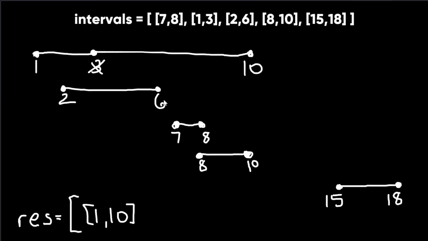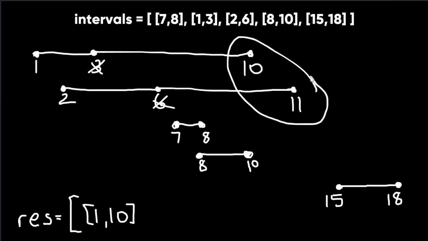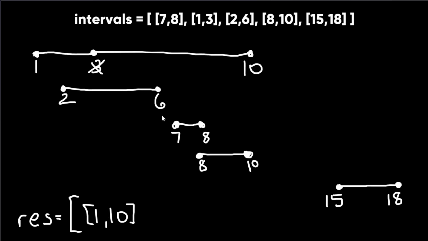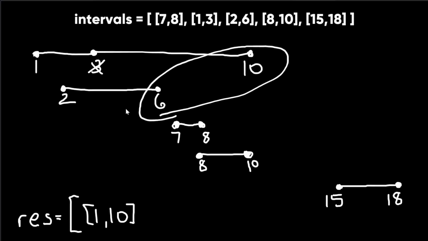But what if this 6, instead of a 6, was something like 11, right? Now we want to be updating it. So what we want to be doing is getting the max value of the endpoints and updating that. So in this case, this 10 would become an 11. And in our previous case, assuming that the interval is still 2, 6, we would take the max value of 6 and 10, it would still be 10, and nothing changes.